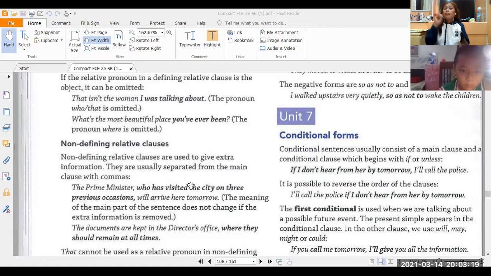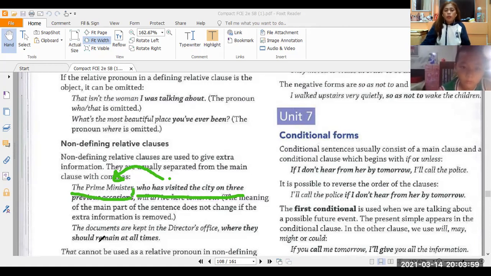When we say non-defining, you can tell it is non-defining if there is a comma. It is separated with a comma. The prime minister, who has visited the city on three previous occasions, will arrive here tomorrow. Who has visited the city? The prime minister. This is the difference between defining and non-defining. When we say non-defining, there is a comma after the subject.